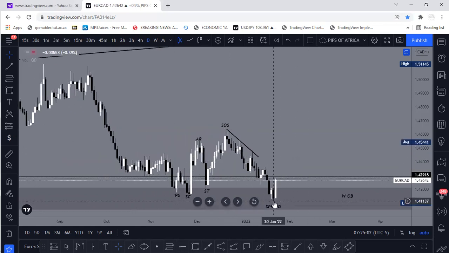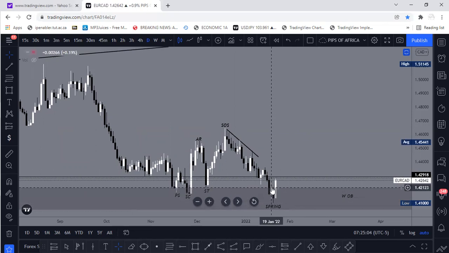This one is a spring. The spring has to take whatever liquidity that was resting below. Remember that, good people.